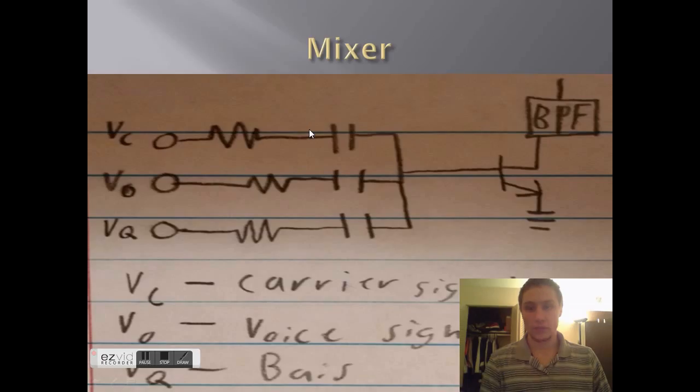Here is kind of what is being shown. This is the mixer, this first half right here. VC is going to be my carrier signal, VO is my voice signal, and then VQ is my bias.